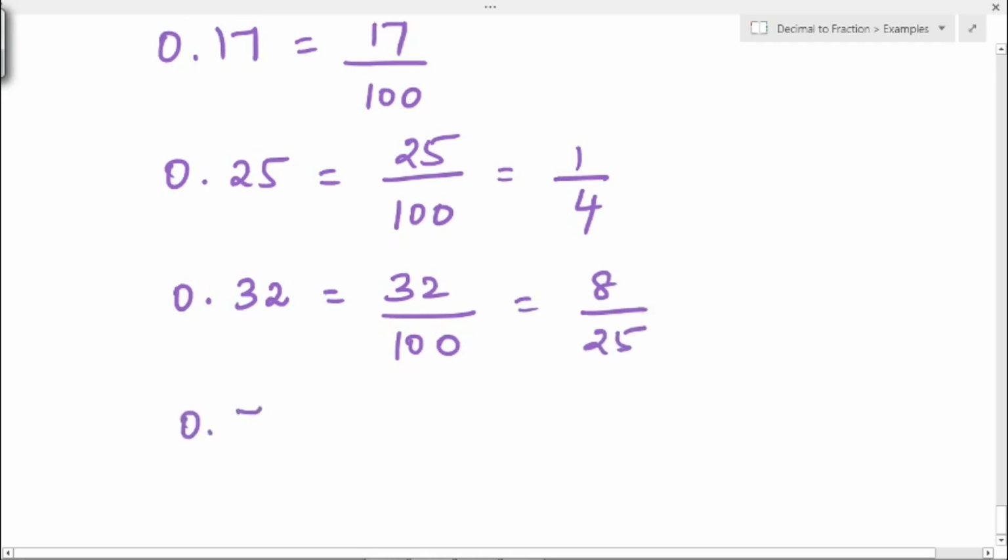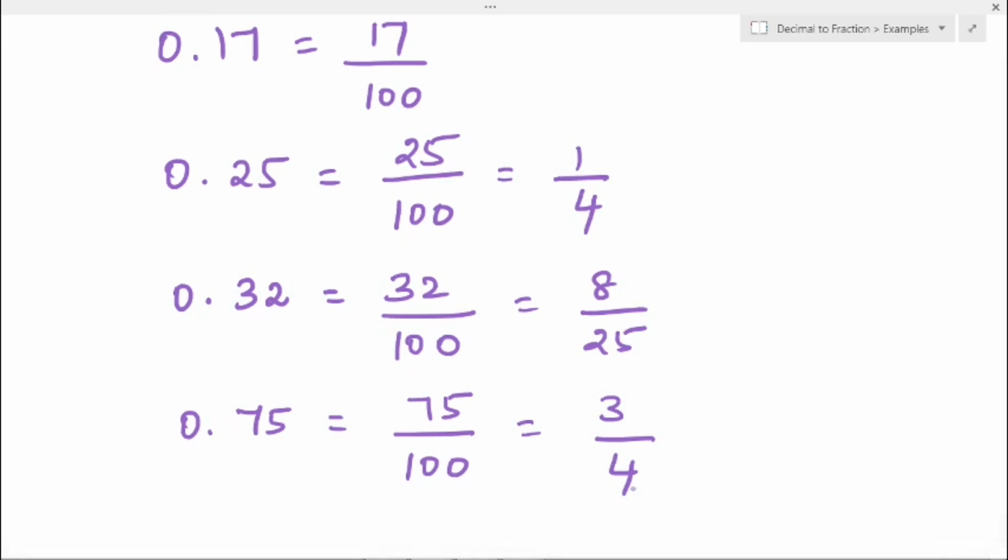Next, 0.75. Again we have only two numbers, so we have to divide by 100, and in the numerator we write the given number, that is 75. So 75 divided by 100. If you simplify, you will get 3 divided by 4, because both the numbers are divisible by 25. So the answer is 3 divided by 4.